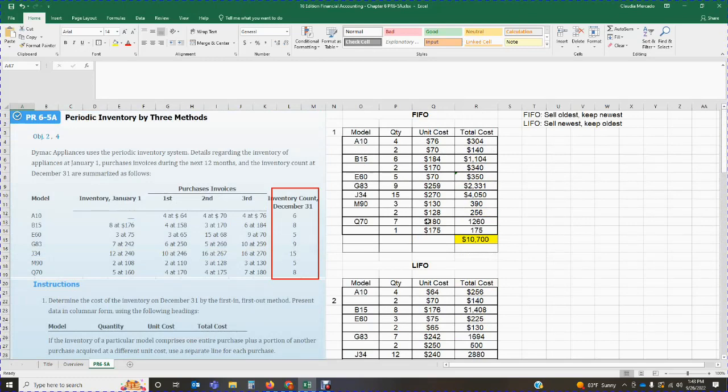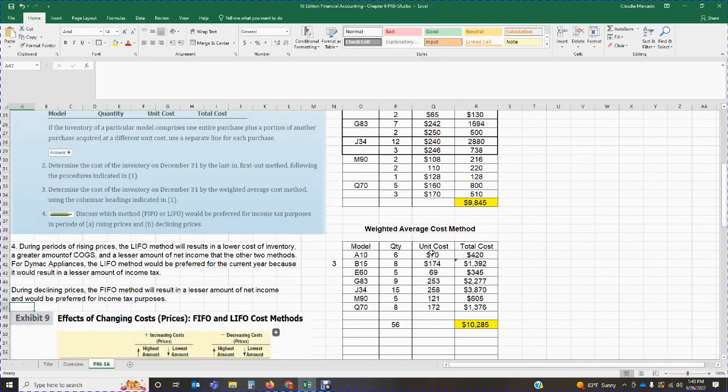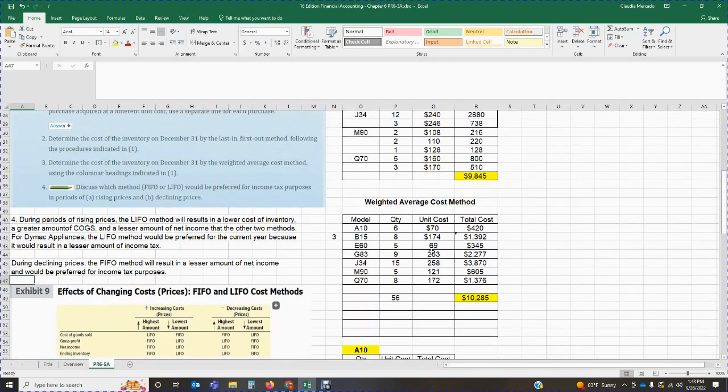Very long problem. The FIFO and the LIFO are not very complicated. It's just identifying, okay, for FIFO, I keep the newest, which is my third, and then my second. For LIFO, you keep your oldest, which would be your beginning inventory, and your first purchase and second purchase in that order. Okay? So FIFO and LIFO are pretty straightforward. The one that's a little bit more challenging is the weighted average cost method. Okay?